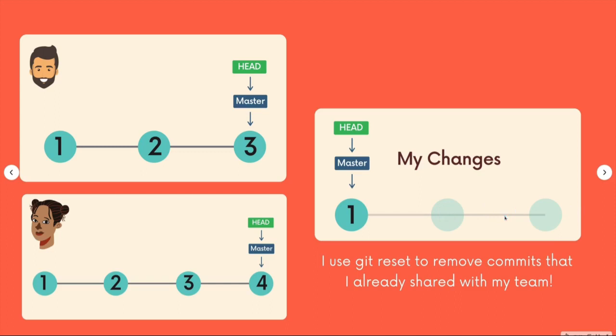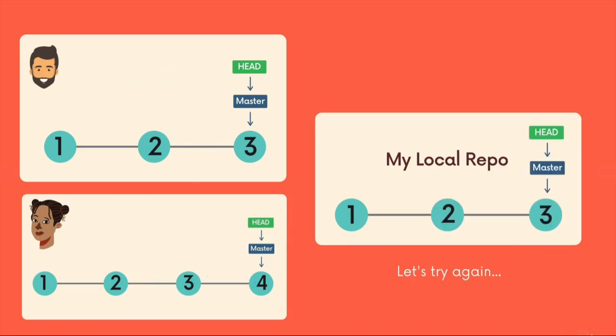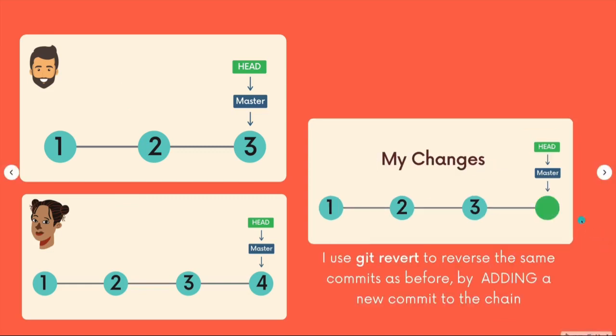I use reset, and that's a problem because I've already shared that with my friends. So it's going to be very difficult to reconcile their code with mine because they already have those commits and they've been working on top of them. I altered the history that they already have. So instead, what I should do is revert and make a new commit that undoes the changes from some other commit. And that is easy for me to share with them and for them to reconcile.